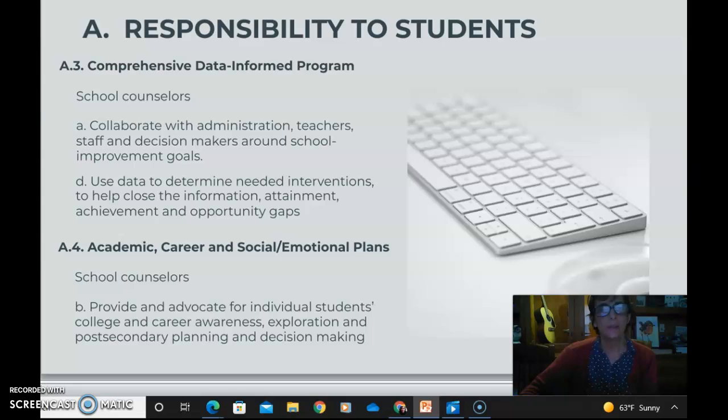As far as the responsibility to students go, we also have the responsibility to create a comprehensive data-informed program. So school counselors collaborate with administration, teachers, staff, and decision makers around school improvement goals, and use data to determine needed interventions to help close the information, attainment, achievement, and opportunity gaps. We also have to deal with academic, career, and social-emotional plans, and as school counselors, we provide and advocate for individual students' college and career awareness, exploration and post-secondary planning, and decision-making.